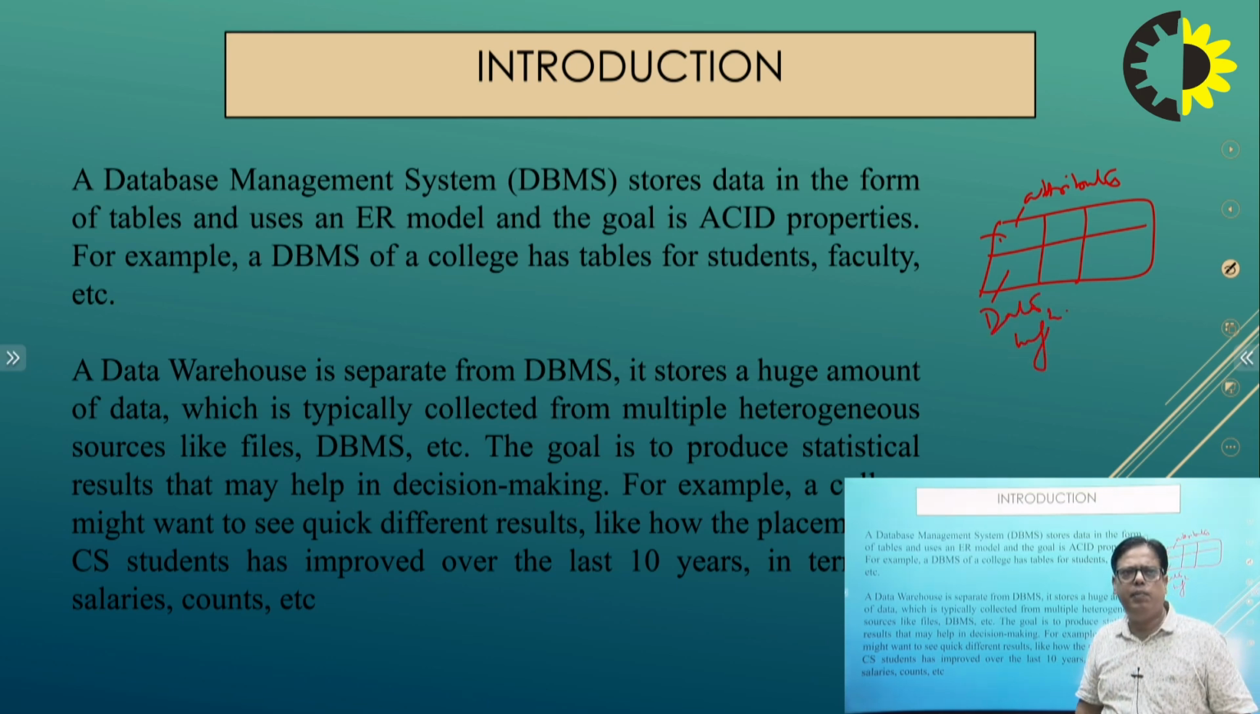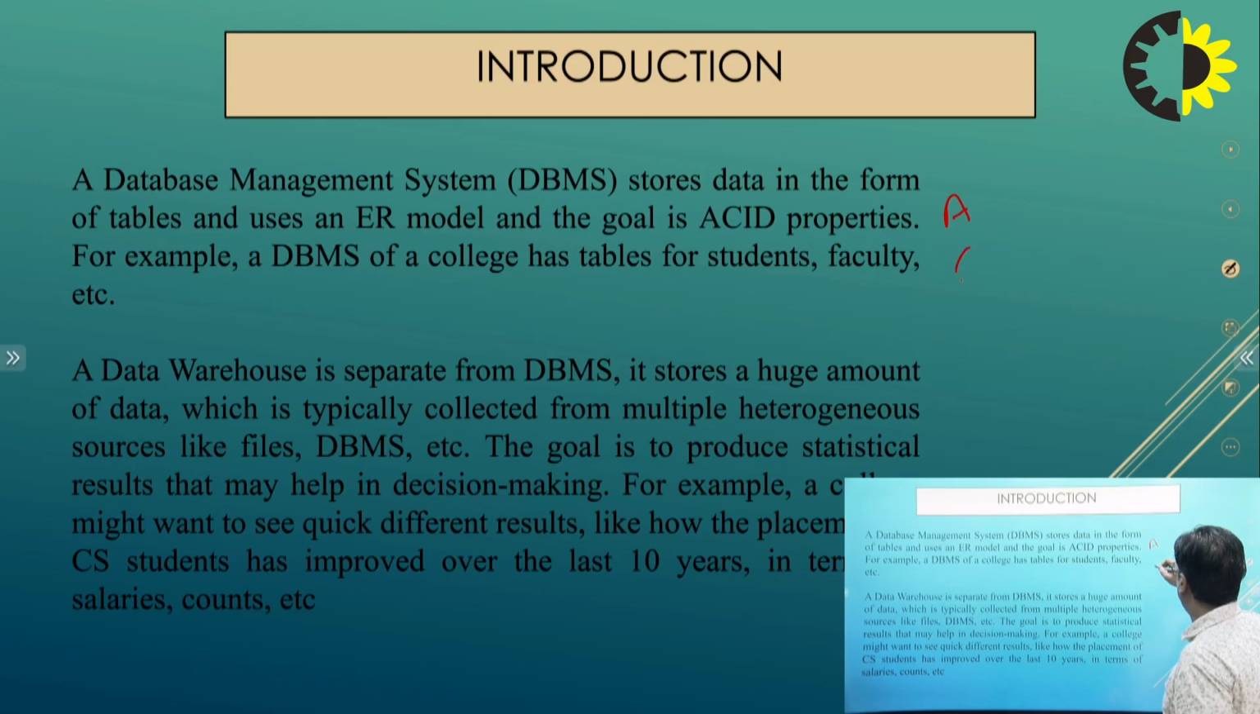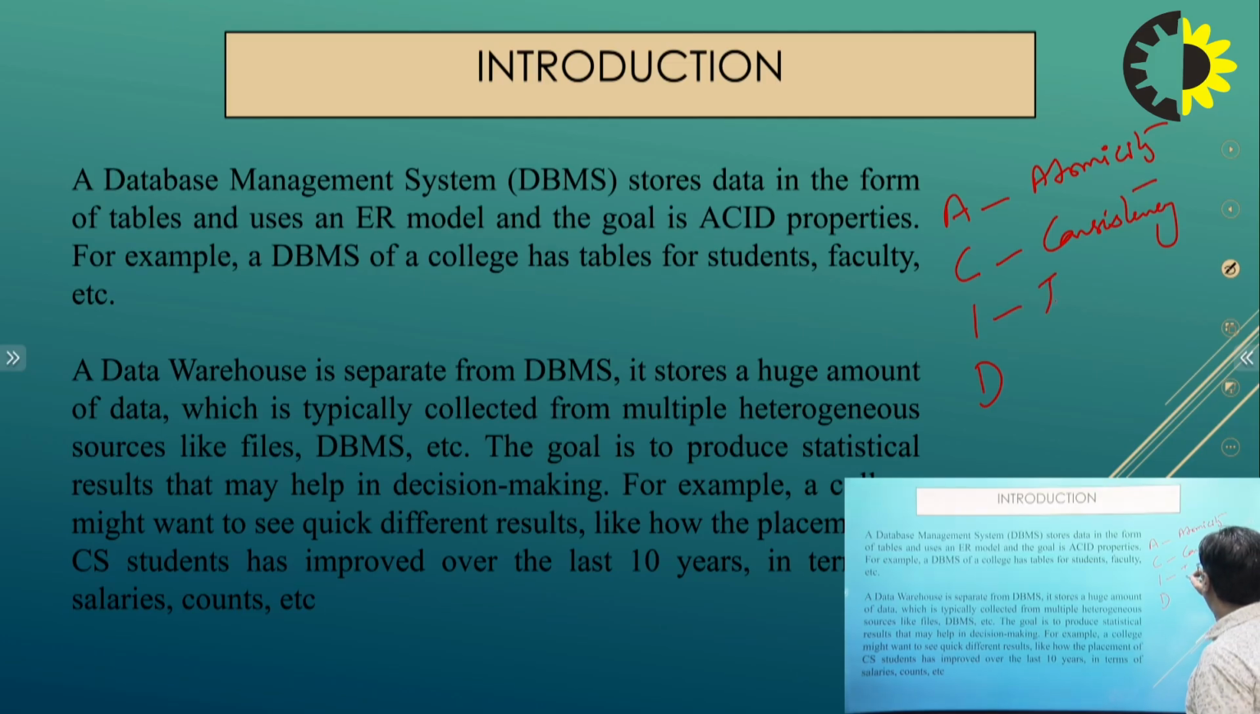So basically, a database management system stores data in the form of tables and uses the ER model, and the goal is ACID properties. ACID properties are the main key points and main key structures in the database management system. What are ACID properties? A, C, I and D. A is atomicity, C is consistency, I is isolation and D is durability.